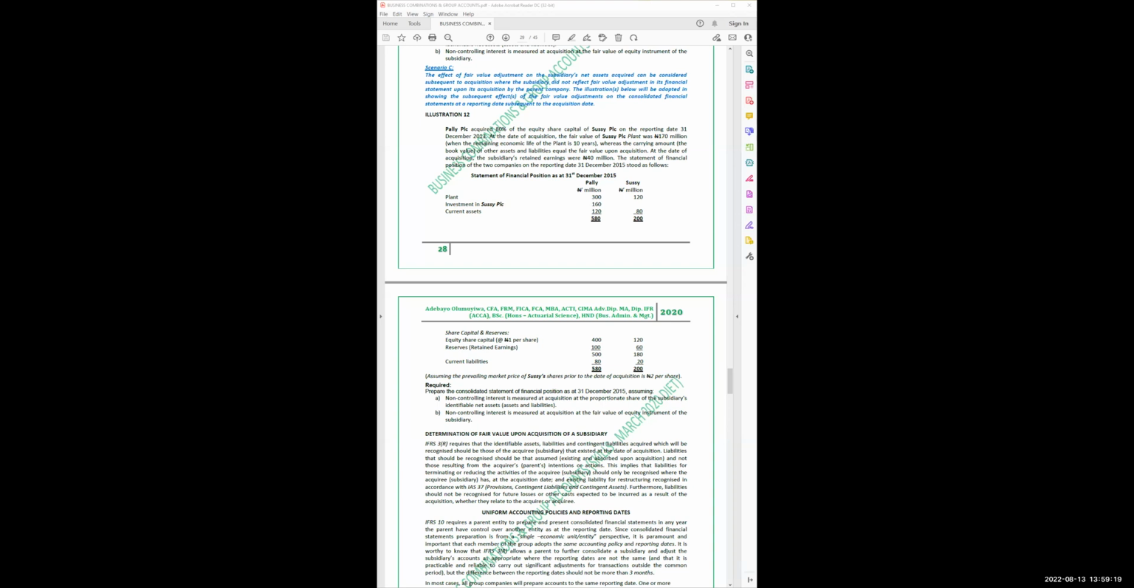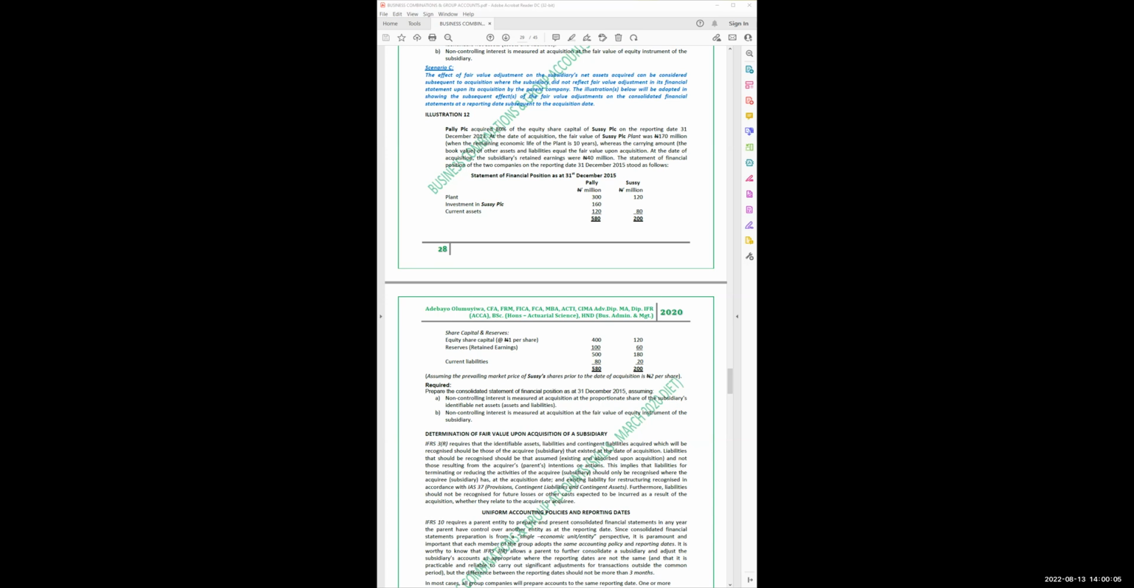Illustration 12, Pali PLC acquired 80% of the equity share capital of Suzu PLC on the reporting date 31st December 2013. At the date of acquisition, the fair value of Suzu PLC plants was 170 million naira, where the remaining economic life of the plant is 10 years, whereas the carrying amount, which is the book value of other assets and liability, equal the fair value upon acquisition. At the date of acquisition, the subsidiaries' retained earnings were 40 million naira. The statement of financial position of the two companies on the reporting date, 31st December 2015, stood as follows.